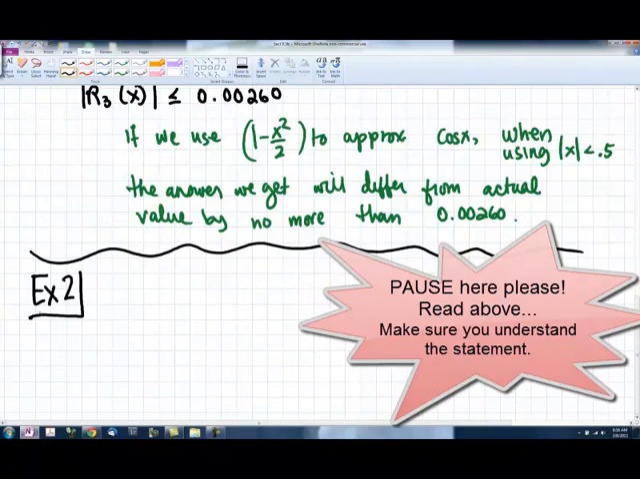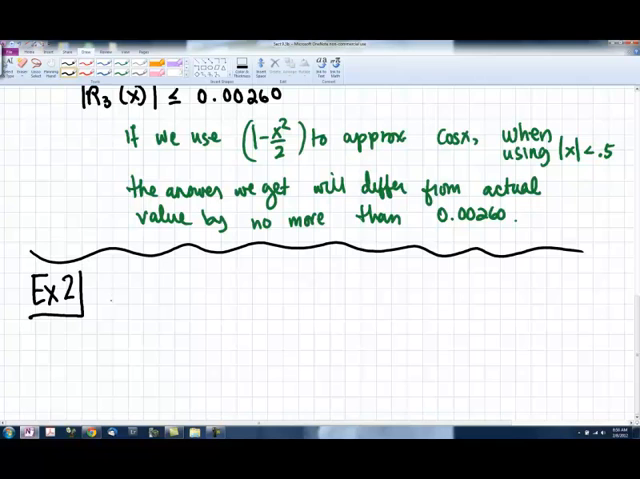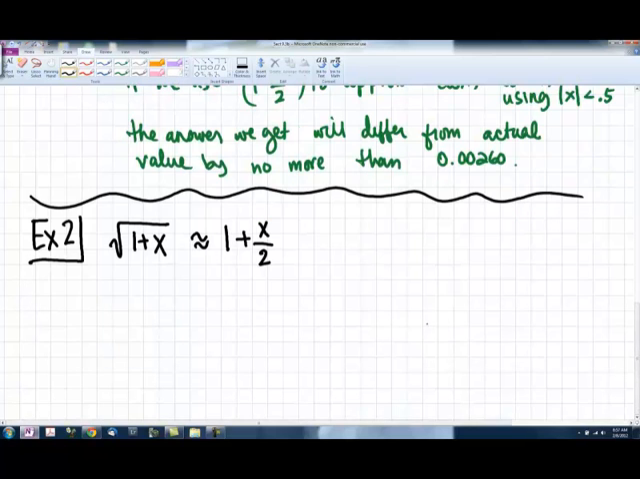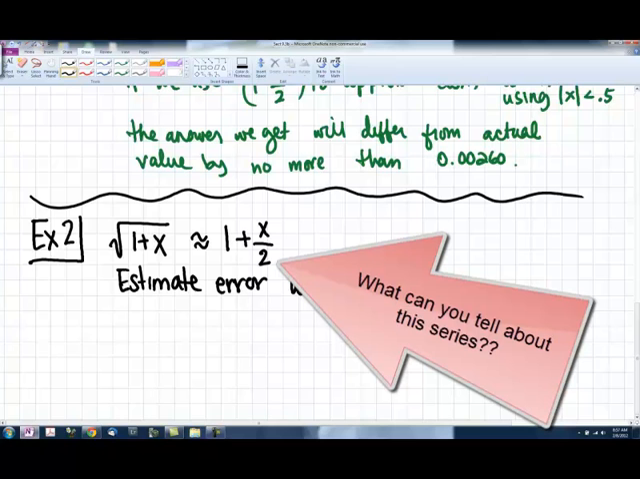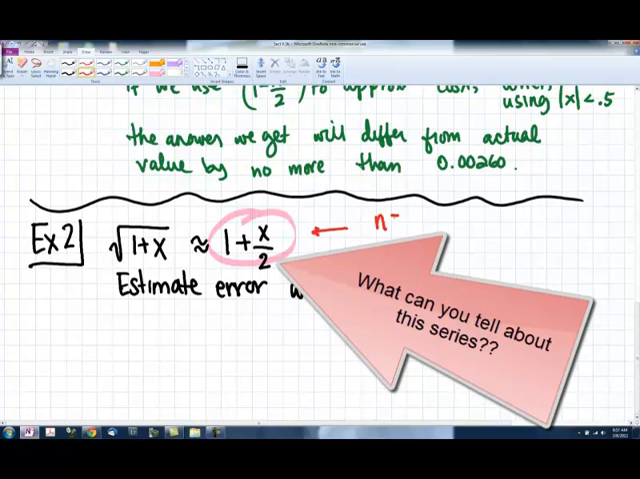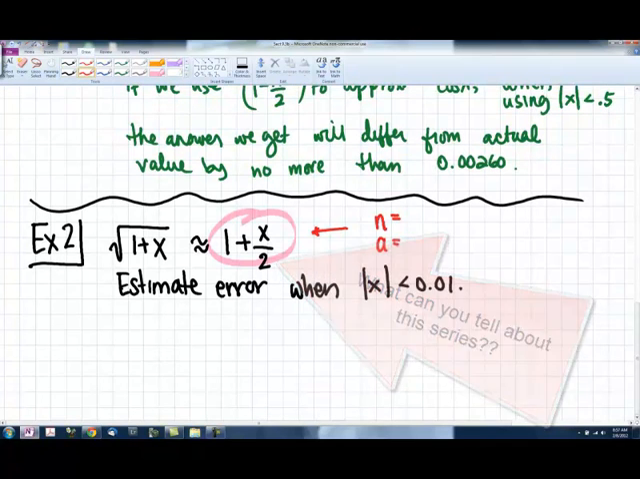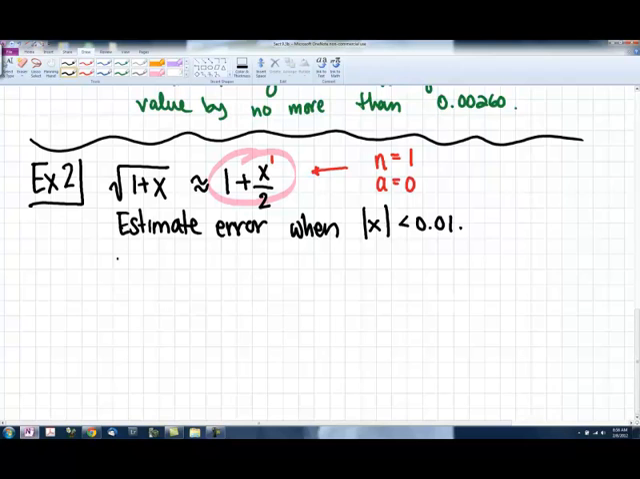Let's do another example. I have the function square root of 1 plus x, and I'm going to approximate it with 1 plus x over 2. I want us to estimate the error when the absolute value of x is less than 0.01. Two things that we need to be able to tell are the order and what we're centered about. So since n equals 1, we want to find R sub 1 of x.